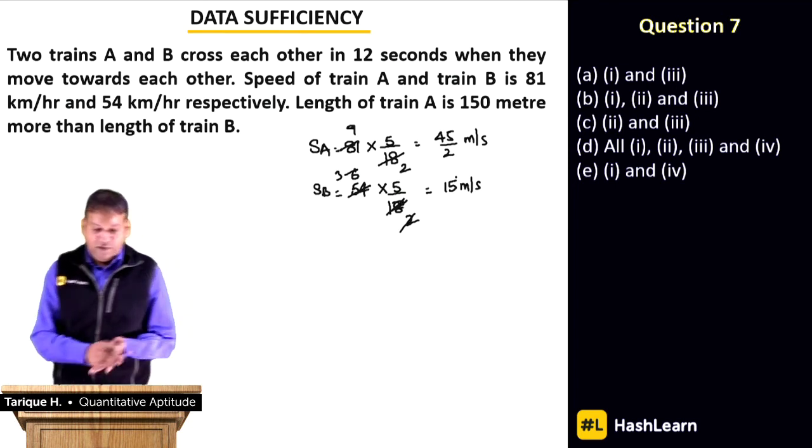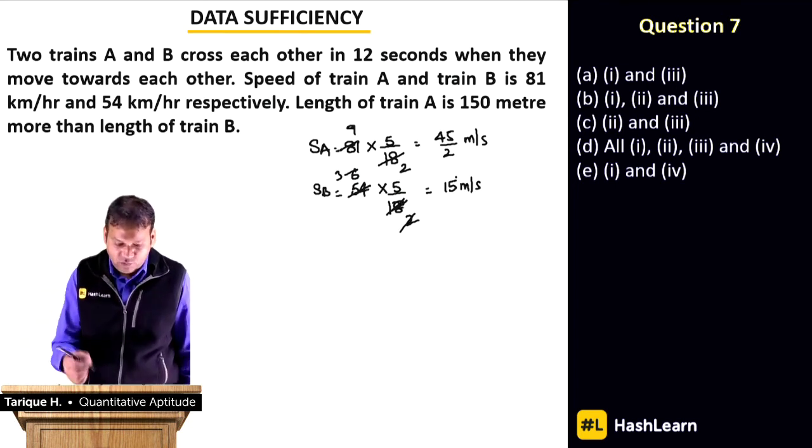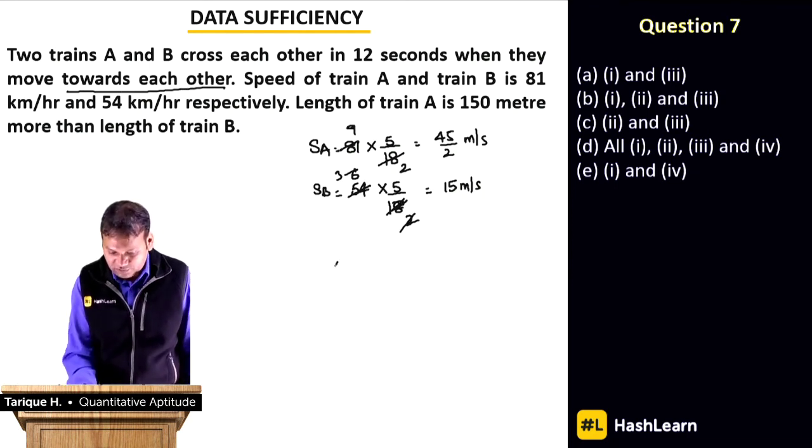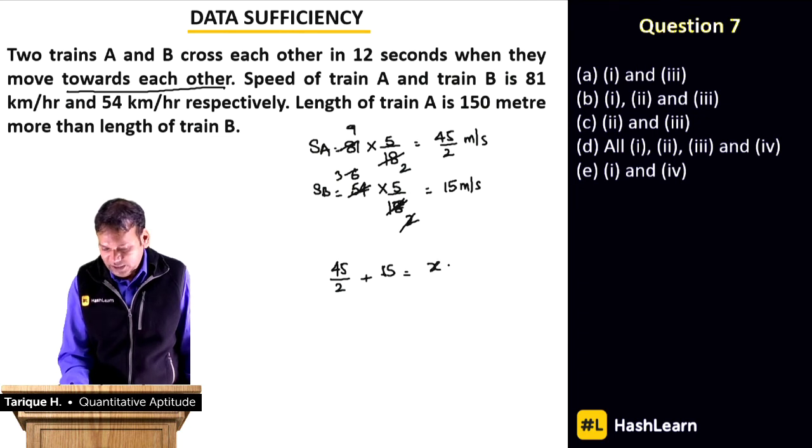Okay, so now we'll have to find out what is the equation. Since they are moving towards each other, that means they're moving in opposite directions. So 45 by 2 plus 15 is equal to, length of one train is x and the other train is x plus 150, and time taken to cross is 12 seconds. So let's write 12 here. So 45 plus 2 into 15, 30, so that's 75 by 2 is equal to 2x plus 150 by 12.